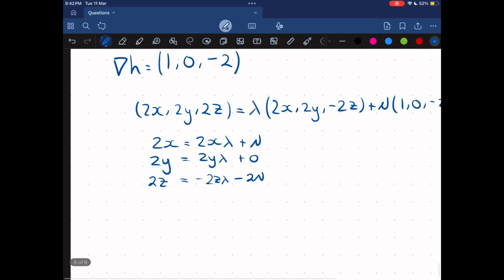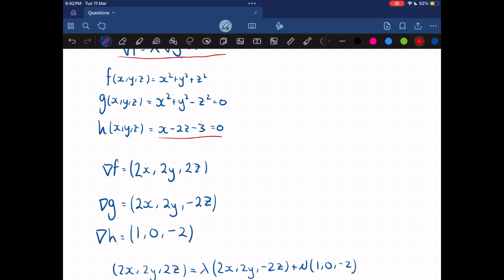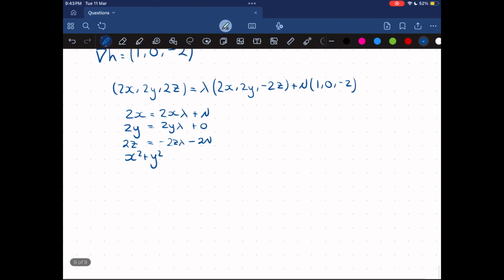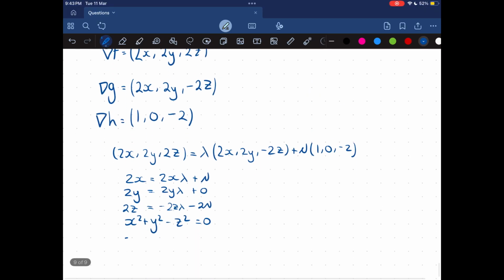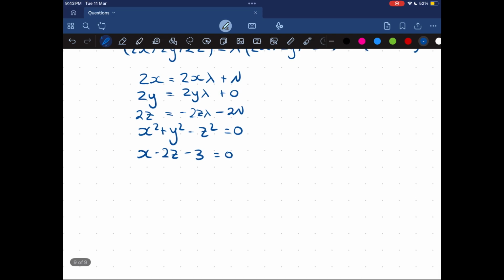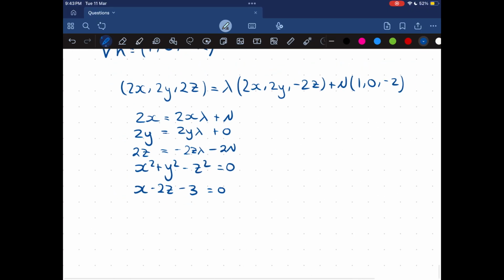So now we have 3 equations. Where did the other 2 come from? Well, the other 2 are just our constraints. So these surfaces here: x squared plus y squared minus z squared equals 0, and x minus 2z minus 3 equals 0. So now we have 5 different equations set up to solve with the multiplier methods, to maximize and minimize this double cone looking object.